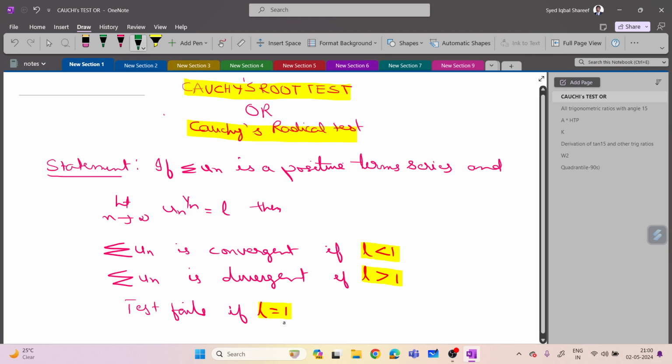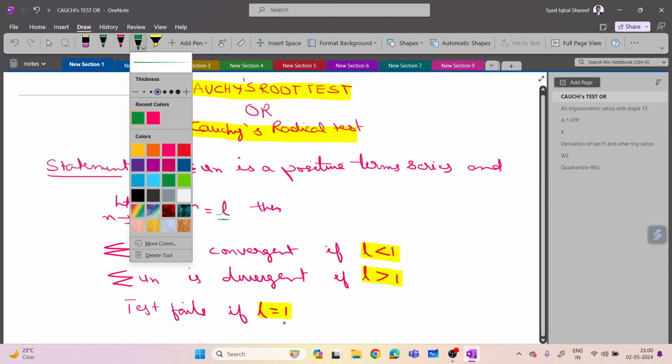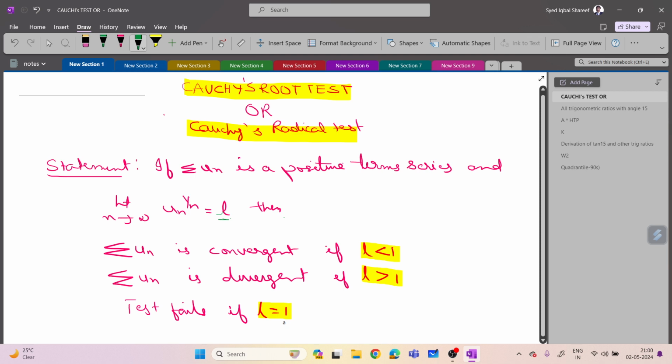So the limit as n tends to infinity of un whole to the power of 1 by n equals L. We are finding this. Whatever the answer we get, according to that answer, we proceed. That means if L is less than 1, convergent; greater than 1, divergent; equal to 1, the test fails. If the test fails, we have to go for another test. We can't say the series fails. Then you have to take L equal to 1 and proceed. We'll discuss that in other classes.